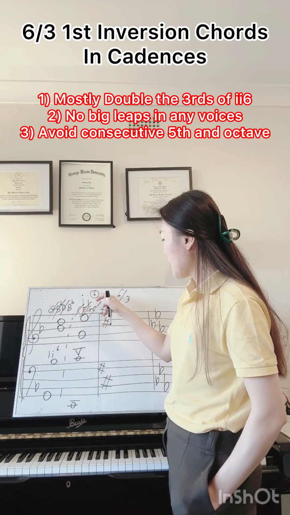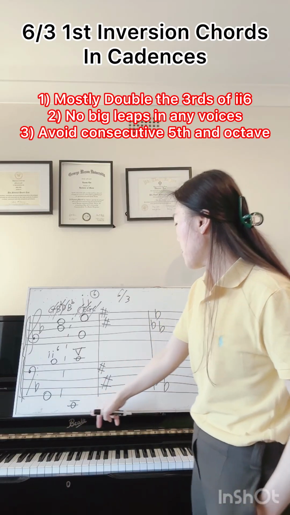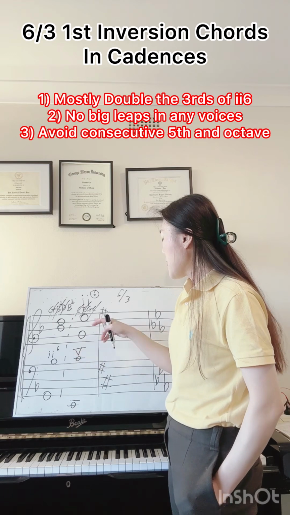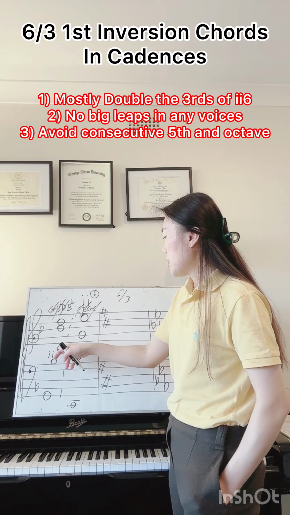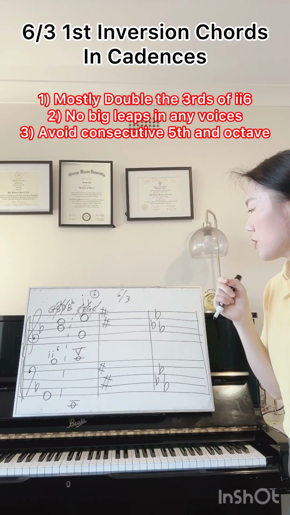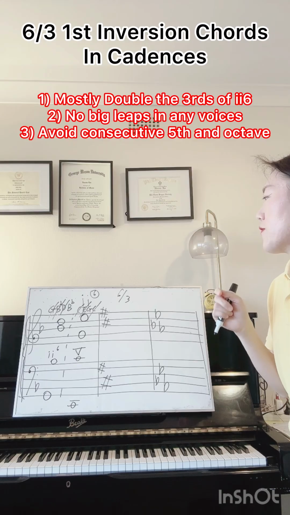The soprano moves up and the bass voice moves down. That's how you build up a 2 to 5 imperfect cadence with the first inversion. That's how you build up the supertonic first inversion leading to the fifth to form an imperfect cadence.